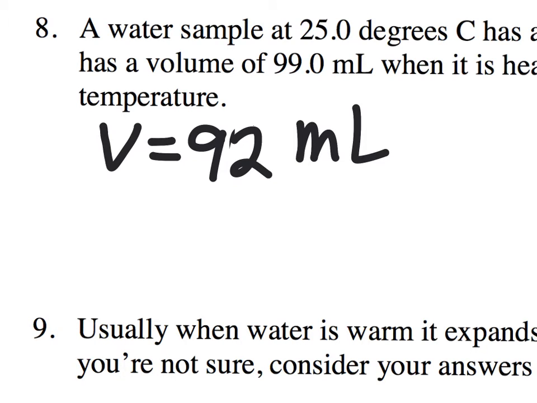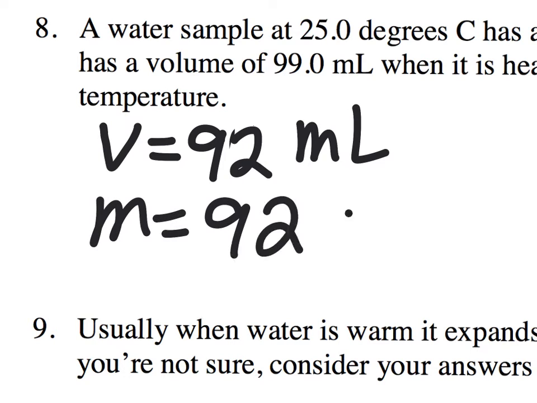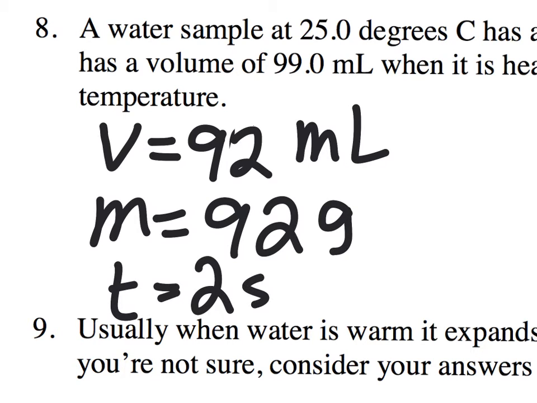Volume is 92 milliliters. And then we said the mass is 92 grams. And we should put the temperature is 25 degrees Celsius. That doesn't really factor into our equation, but we're going to talk about the same sample of water at a higher temperature here in a moment.